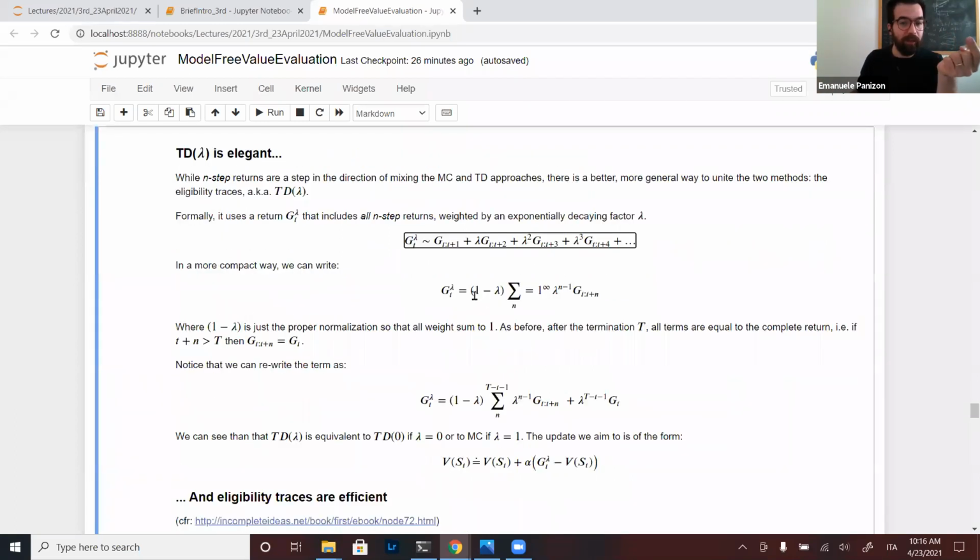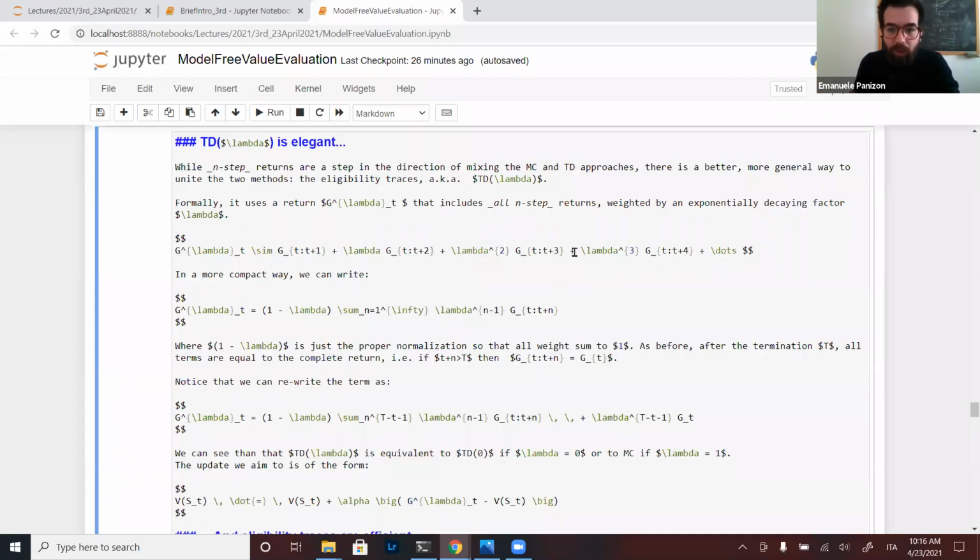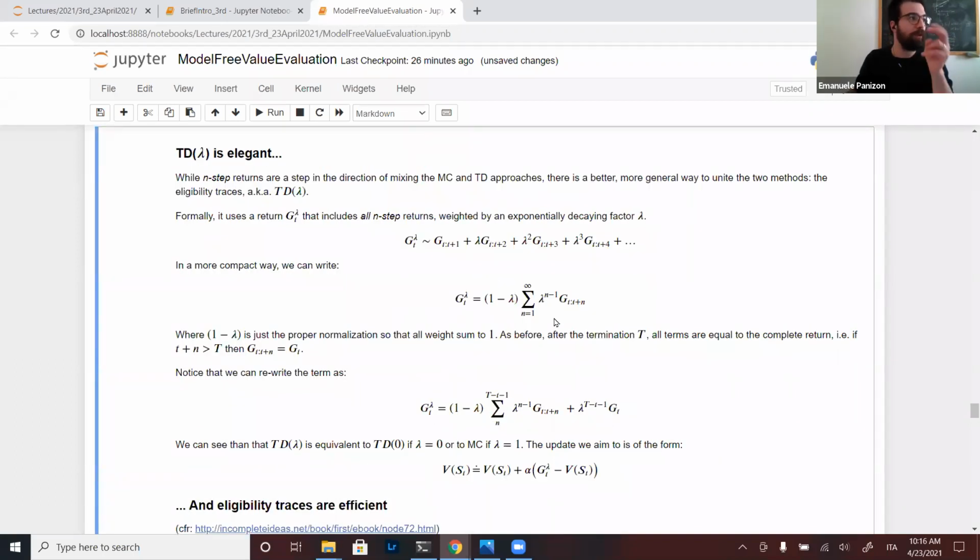So we can write it as the, sorry. Yes, I apologize. Since I have two notebooks, I have to correct both of them. Okay, so the definition of this return, which is called the lambda return, is just the summation of all the returns of 1 step, 2 step, 3 step, 4 step, 5 step, 6 step, etc., weighted with a decay factor lambda to the n minus 1.